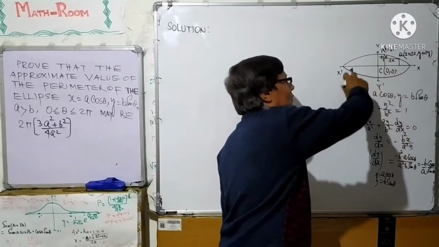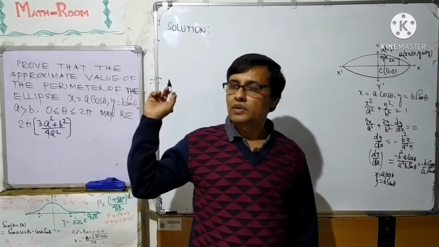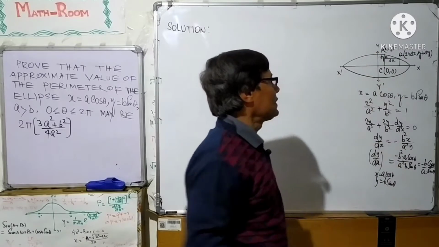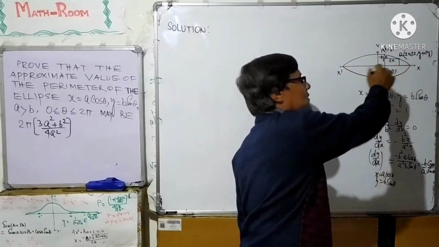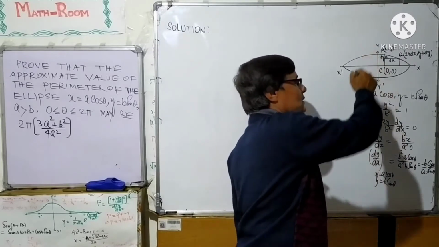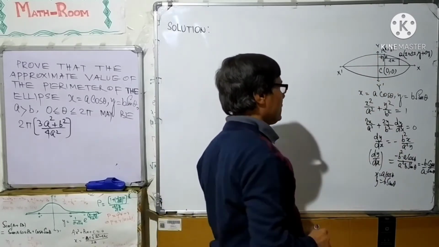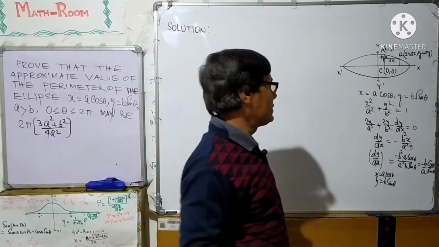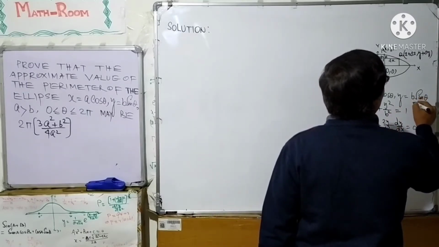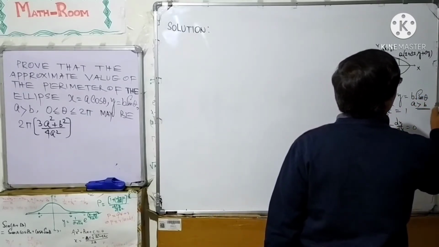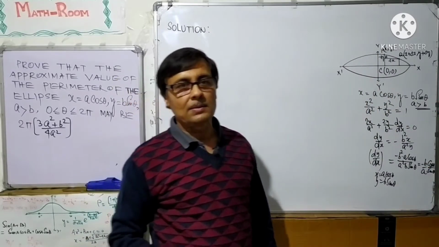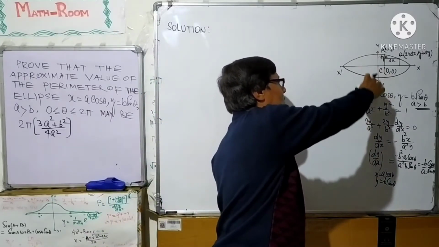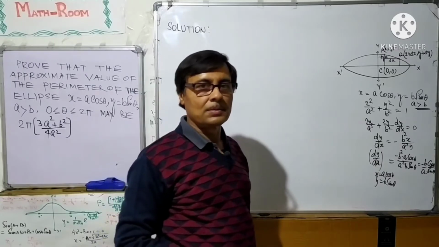Here we have already drawn the diagram of this ellipse. This is the diagram, and its axes are along the x axis and y axis. The x axis is considered as the major axis, and the y axis is considered as the minor axis. Since the x axis is the major axis, we can say that a is greater than b, and the y axis is the minor axis of this ellipse.